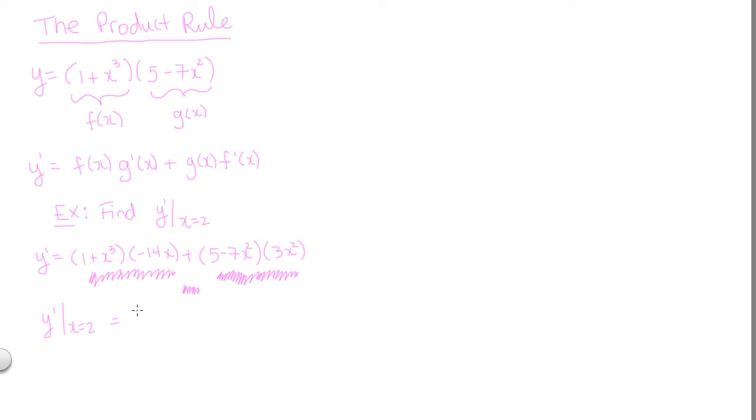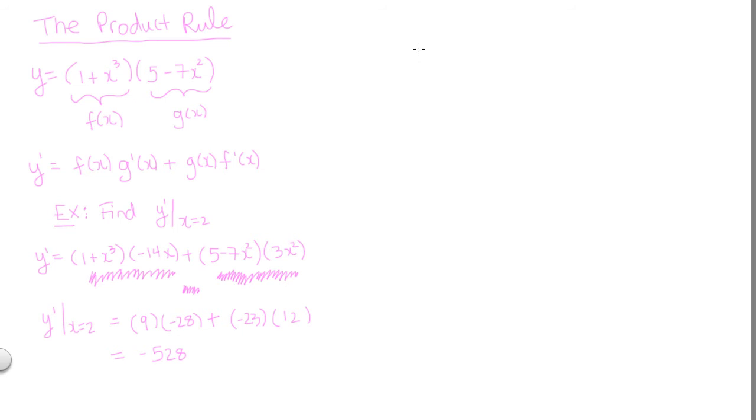So plugging in 2, I get 9 times, this is going to be negative 28. And then we're going to go plus. Okay, if we grab our calculator here, this gives us negative 23. And then times 12. Okay, so now this seems a little bit more manageable to plug into the calculator and get a final answer. Comes out to negative 528 for our final answer to the problem.